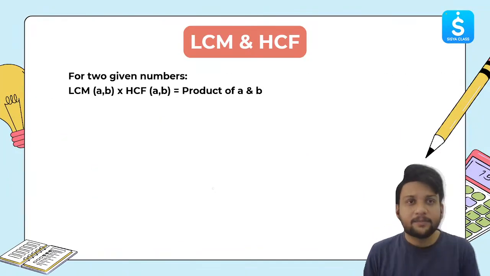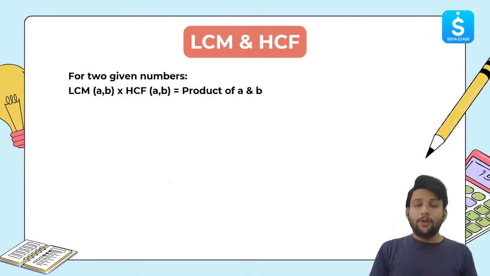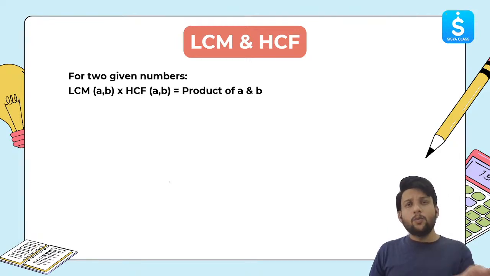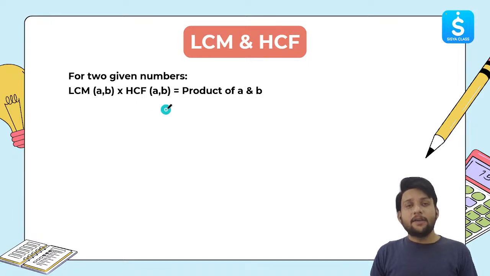Good to see this. Next, one very important relation, and this is true for two numbers. I'll go through this quickly. For two given numbers, the product of LCM and HCF will be equal to the product of the numbers. What do I mean? This means LCM of A and B times HCF of A and B will be equal to the product of A and B.